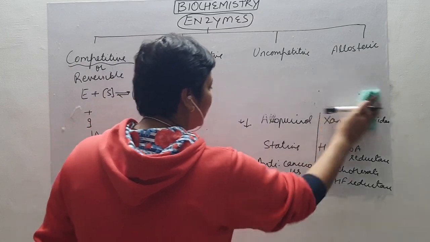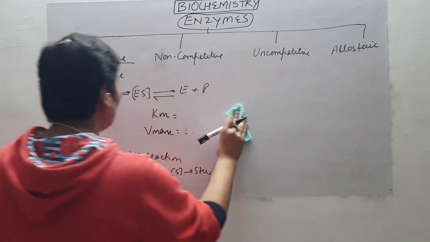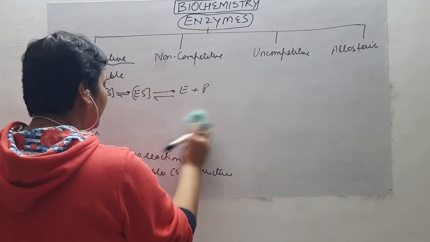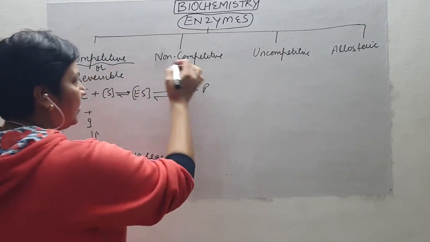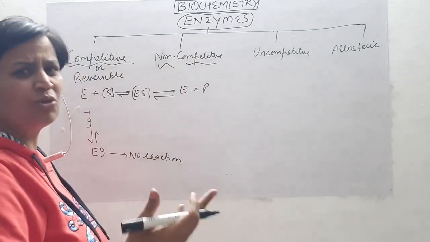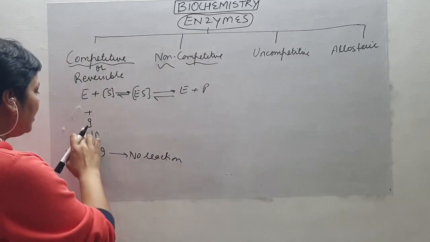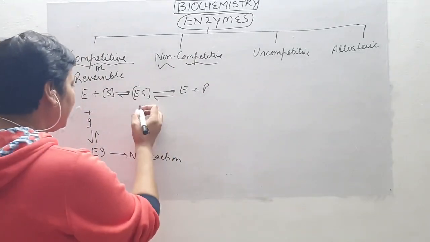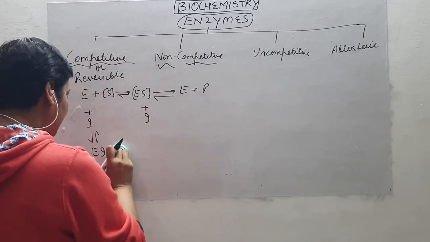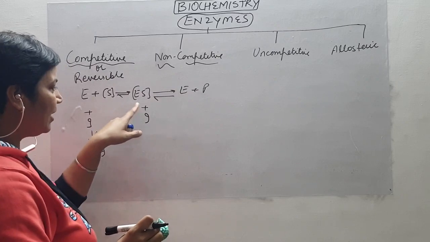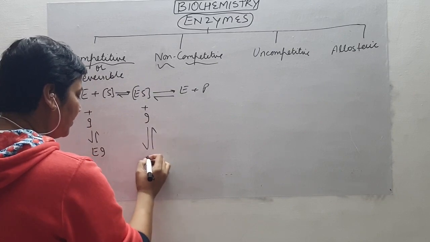Then we come over to the second inhibition, which is non-competitive. Now see, non-competitive means no competition. As the name suggests, very simple. There is no competition between the substrate and the inhibitor. So what will happen is the inhibitor can bind with the free enzyme also, and the inhibitor can bind to the enzyme substrate complex as well, and it is going to form this.